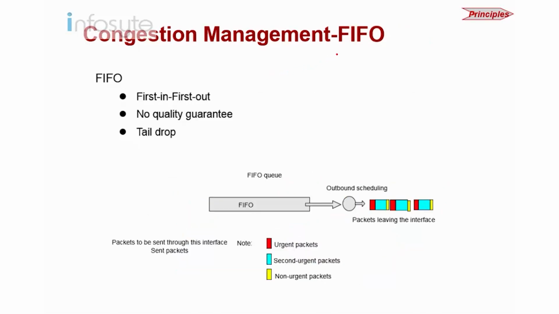Now the first congestions management over here is called first in first out or FIFO. Now FIFO, in effect, there is no quality guarantee, okay, and is subject to tail drop. Now the tail drop basically means that when the FIFO queue is full, those packets that are coming in later that join the queue, these packets will get dropped. Okay, that is what we call the tail drop.